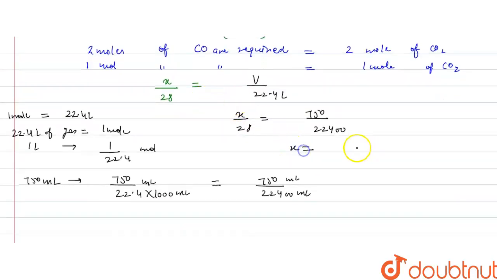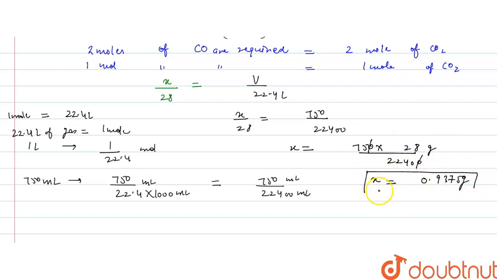It will be equal to 750 into 28 divided by 22400. So this is in grams, and this is equal to 0.9375 grams. It means this amount of carbon monoxide is required. This is the mass of carbon monoxide required.